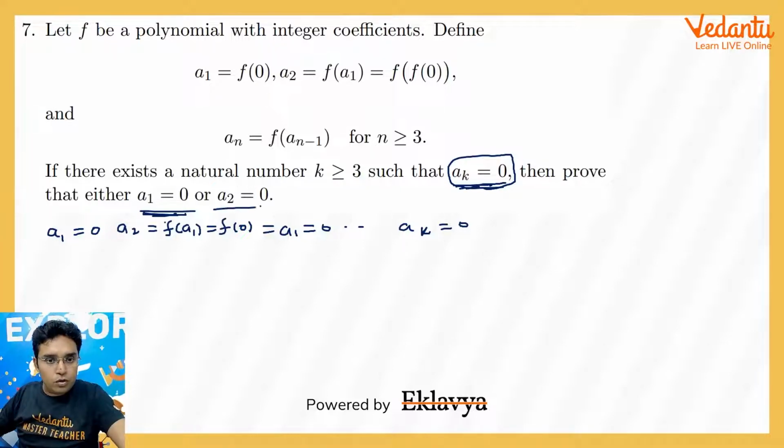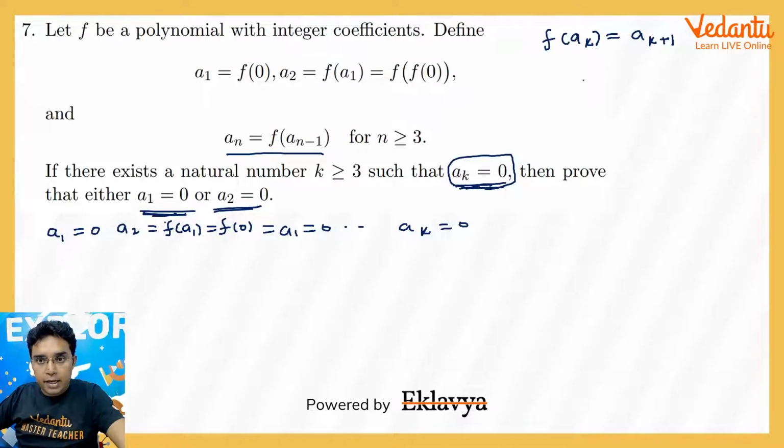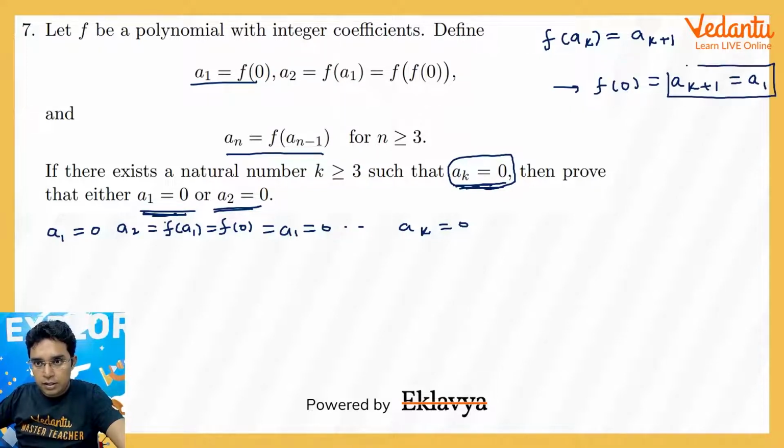But let us now focus on whether ak equal to 0 implies a2 equal to 0 or not. Now to do this, suppose we are given ak is equal to 0, then f of ak will be equal to a(k+1) from this definition, and because ak is 0, this f of 0 will be equal to a(k+1), but f of 0 is a1, so this a(k+1) becomes equal to a1. So that is one thing.